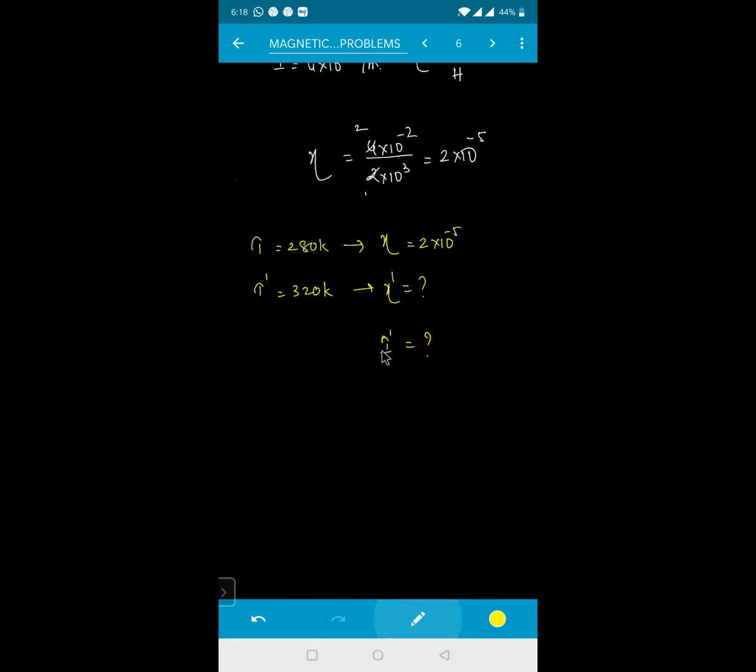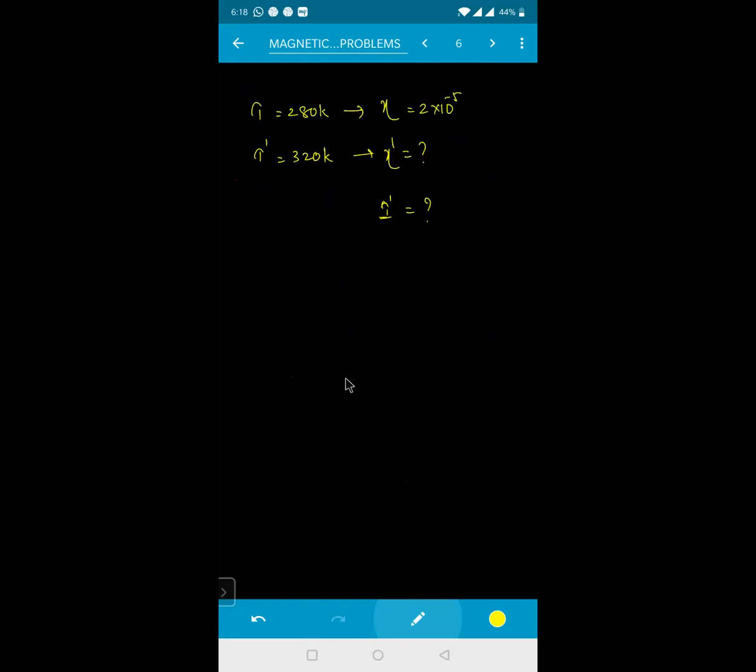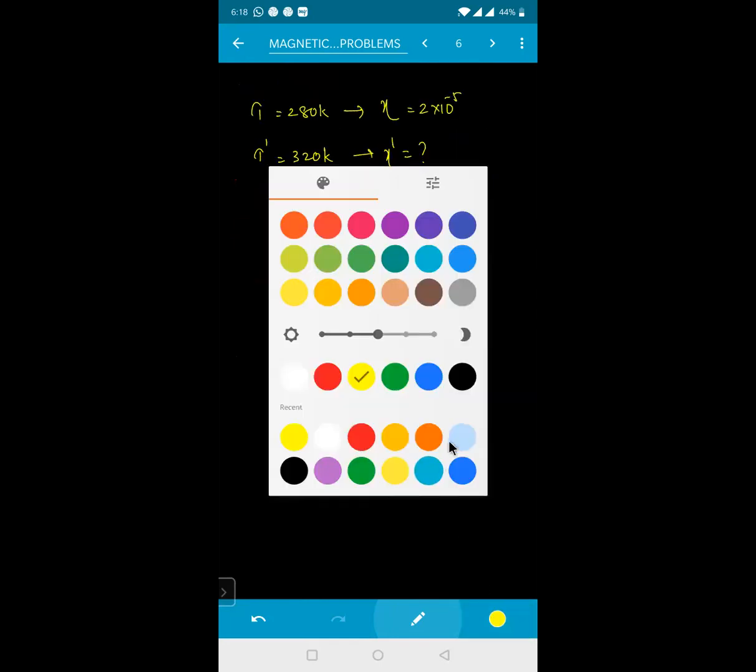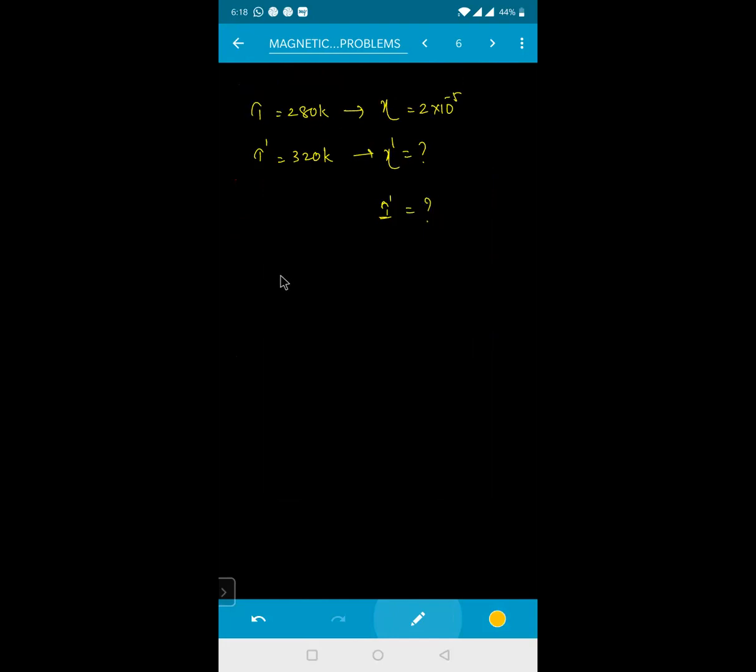Intensity of magnetization now means I dash. What is the relation between susceptibility and temperature? Susceptibility is inversely proportional to temperature. Curie's law: susceptibility is equal to C by the absolute temperature. So psi dash divided by psi is equal to T divided by T dash. So psi dash is equal to T into susceptibility divided by T dash.